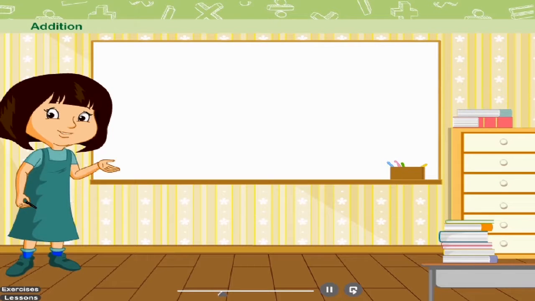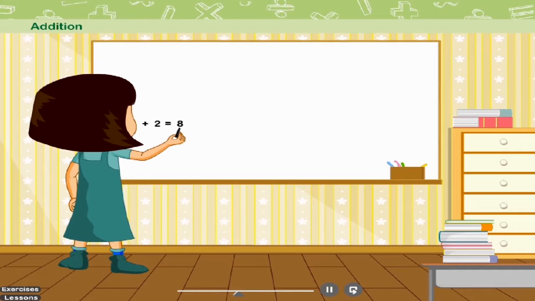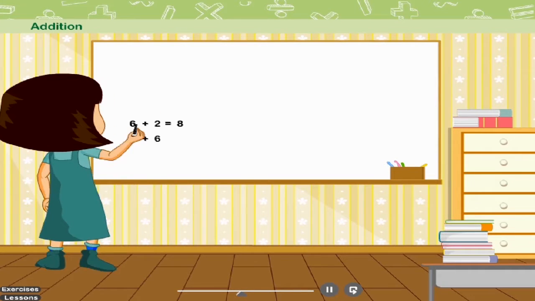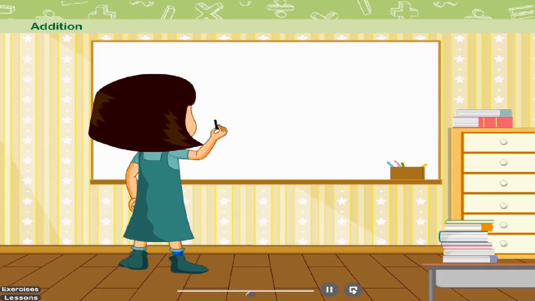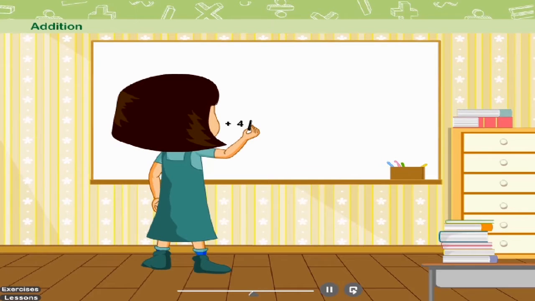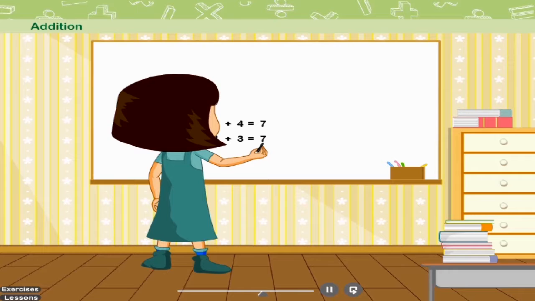Order of numbers in addition. Teacher Rita says that we can add numbers in any order. The sum will be the same. 6 plus 2 is equal to 8. 2 plus 6 is also equal to 8. Let me try with another set of numbers. 3 plus 4 is equal to 7. 4 plus 3 is also equal to 7.